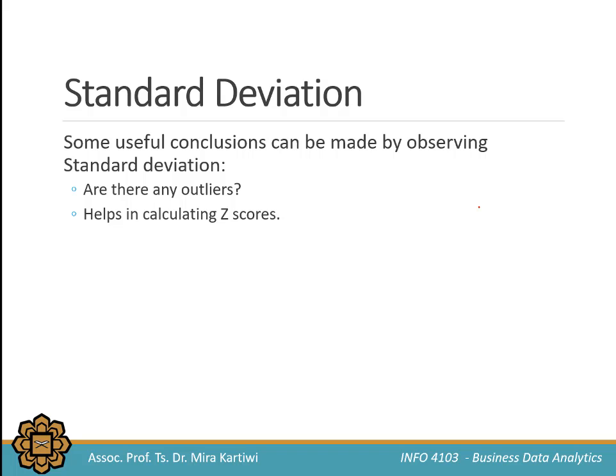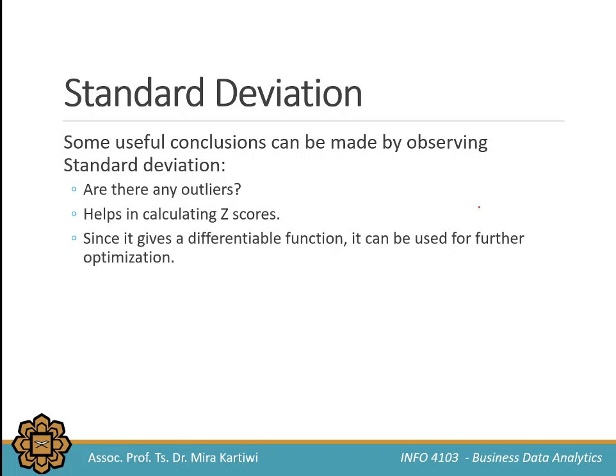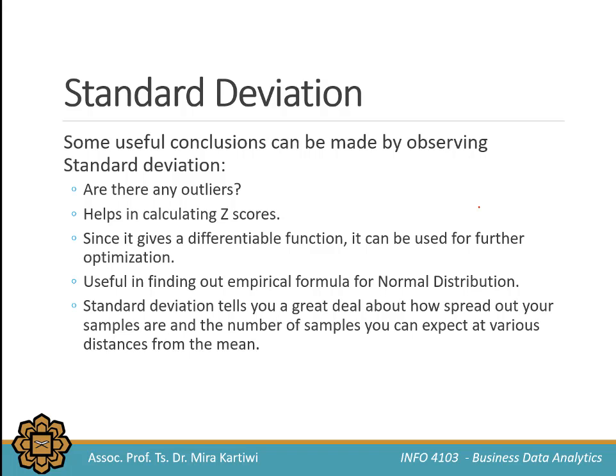And it also helps us to calculate the z-scores. And since it gives differentiable functions, it can also be used for further optimizations. Standard deviation is also useful in finding out the empirical formula for normal distributions. And standard deviations tell you a great deal about how spread out your samples are and the number of samples you can expect at various distances from the mean.